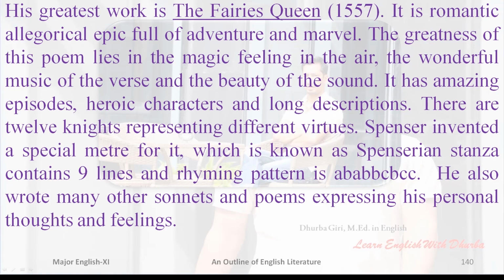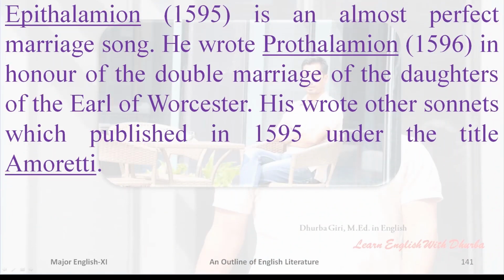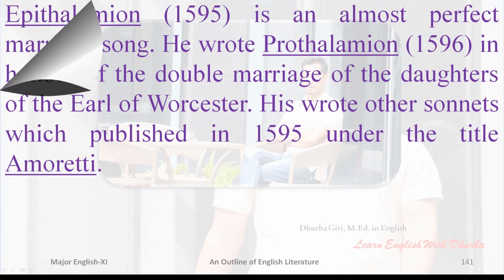He also wrote many other sonnets and poems expressing his personal thoughts and feelings. Epithalamion, 1595, is an almost perfect marriage song. He wrote Prothalamion, 1596, in honor of the double marriage of the daughters of the Earl of Worcester. He wrote other sonnets which were published in 1595 under the title Amoretti.